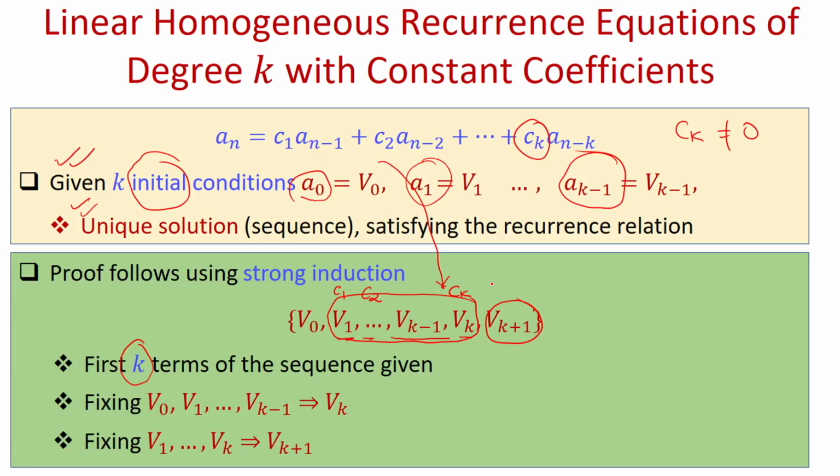That means since my initial conditions are fixed and the number of initial conditions given to me is the same as the degree of the equation, I will get a unique sequence satisfying the initial conditions as well as the recurrence condition. If you take the example where I showed you two sequences satisfying the same recurrence condition, that was because you were not given any initial conditions. And that's why I can fill in any initial terms in those sequences, right?